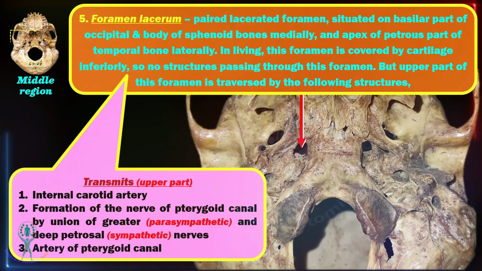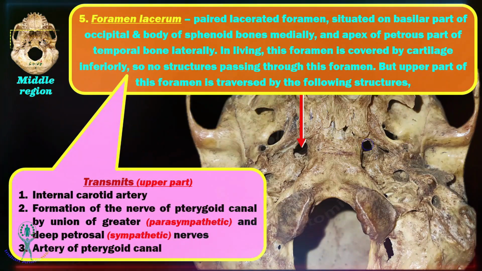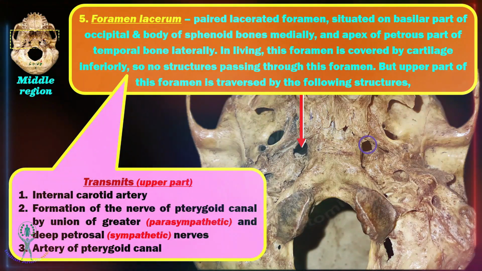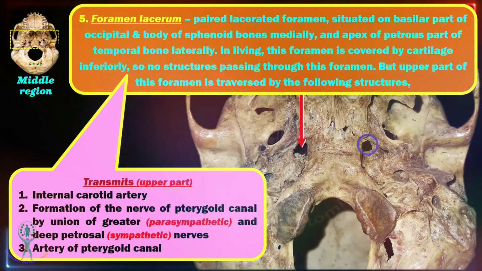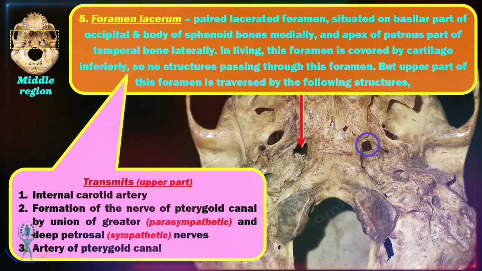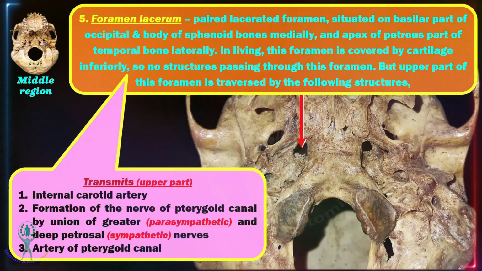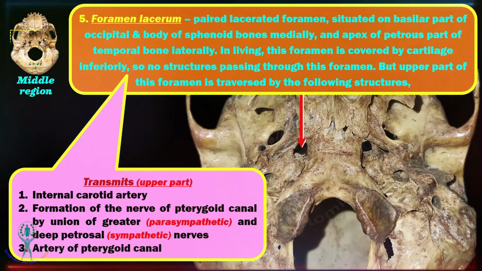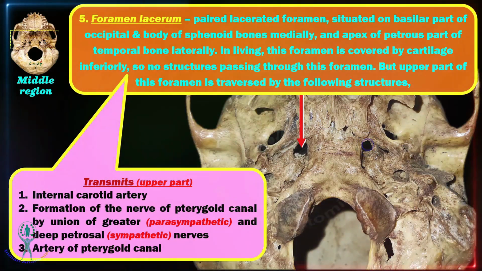1. The internal carotid artery. 2. The formation of nerve of the pterygoid canal by the union of greater and deep petrosal nerves. The greater petrosal nerve is parasympathetic, while the deep petrosal nerve is sympathetic. 3. The artery of pterygoid canal, which accompanies the nerve of pterygoid canal.